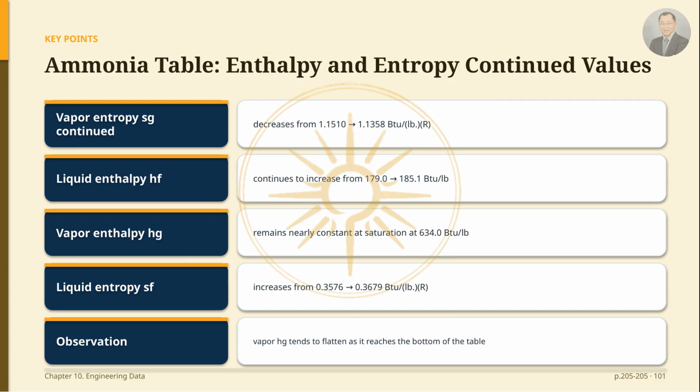Finally, I will introduce the values for the continued section of enthalpy and entropy in the ammonia properties table. This part is the bottom section continuing from the previous table, where vapor entropy, Sg, continues to decrease from 1.1510 to 1.1358 BTU per pound Rankine. Liquid enthalpy, HF, still increases from 179.0 to 185.1 BTU per pound, while vapor enthalpy, Hg, reaches saturation and remains almost constant around 634.0 BTU per pound. Liquid entropy, SF, increases from 0.3576 to 0.3679.